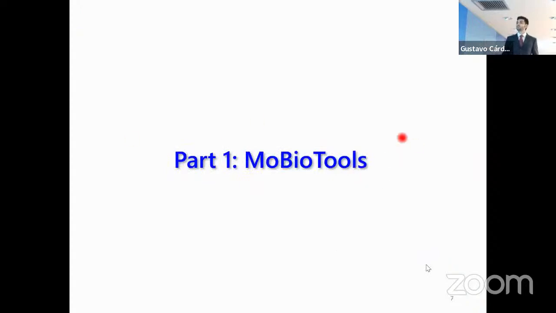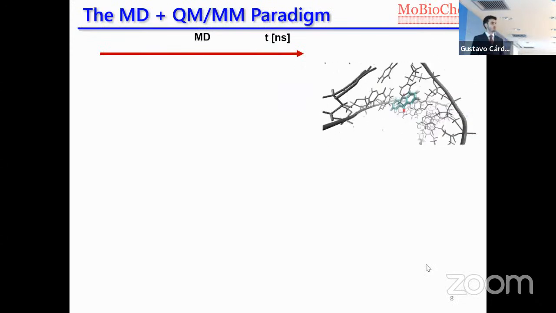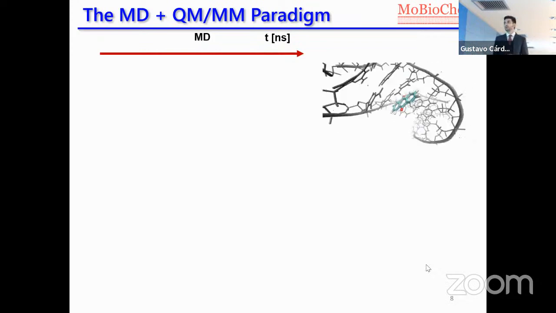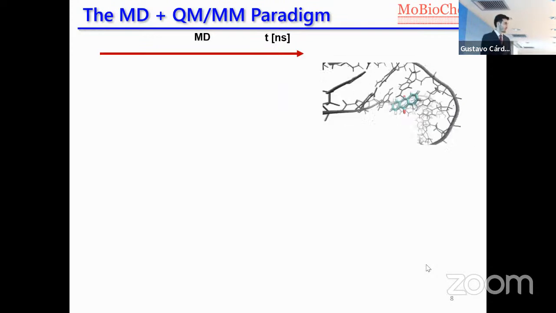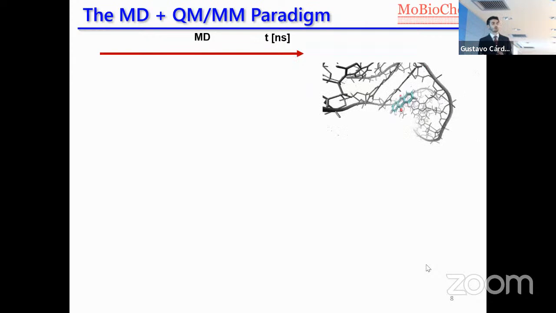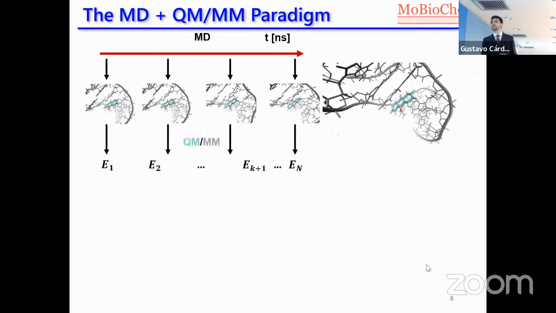The Mobile Tools toolkit. Now, suppose that we have this situation. We have performed the classical molecular dynamics simulation of our system under study. However, suppose that we have done so by considering, for example, a classical force field. Now, suppose that we want to account for an ensemble property that requires a higher level of theory. In this case, what we do is fetch an ensemble of geometries from the classical MD trajectory and then perform a quantum mechanics, molecular mechanics computation on top of them.